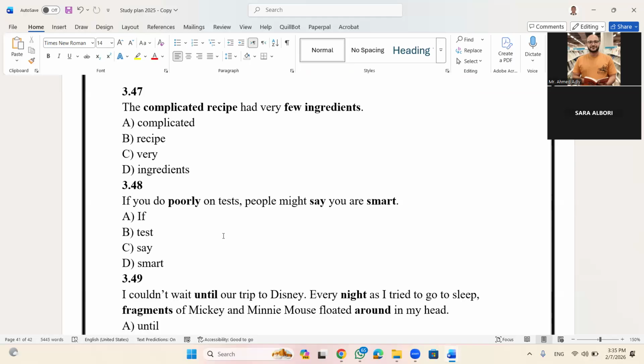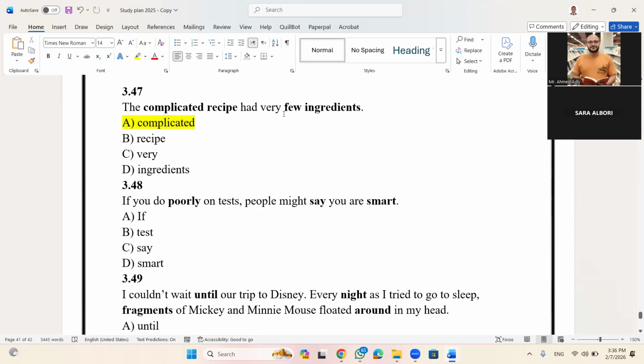So look at what is the paradox here? What is a paradox? You're talking about a complicated recipe, and this recipe has few ingredients. Of course, few ingredients. Replace it with what? A simple recipe. Listen to me. I can replace complicated with simple. This is one way.